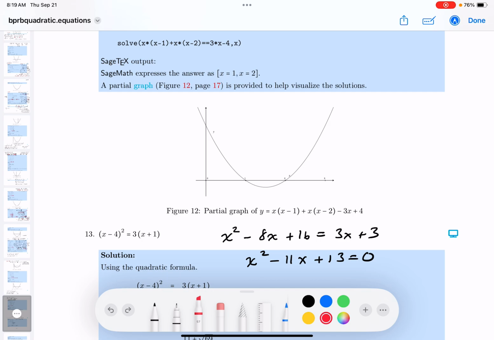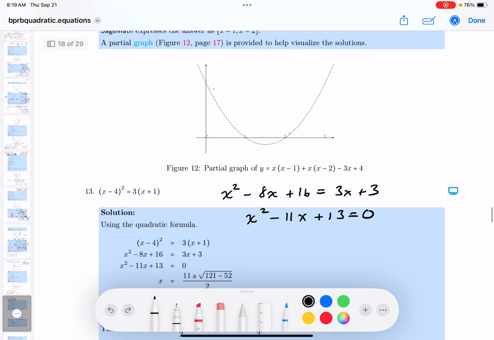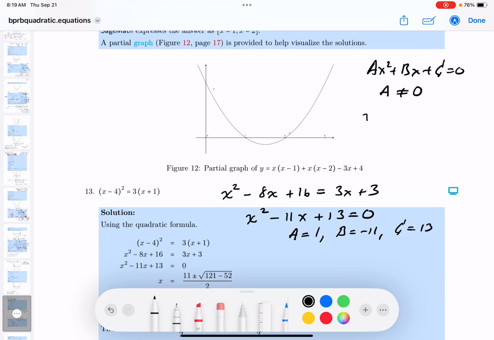So I'm going to use the quadratic formula. And it's tedious, I know that. So if I were going to do the quadratic formula, I would want to write down what the A is. The A is 1, the B is minus 11, and the C is going to be 13. And let me just remind you, if I have an equation of this form, which I do, where the A is not equal to 0, I can easily write the solution down to the problem.